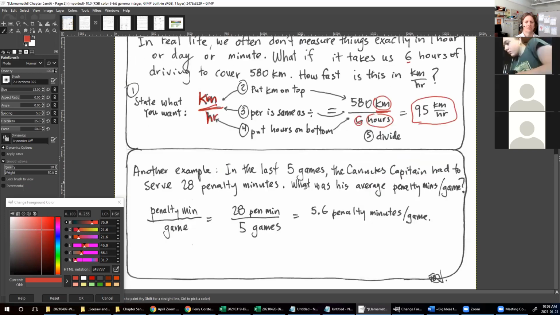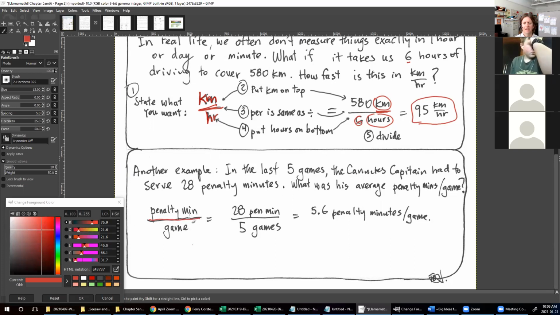All right, I'm going to give you another example, for Canucks fans dealing with all their problems recently. So another example is, in the last 5 games, the Canucks captain had to serve 28 penalty minutes. What was his average penalty minutes per game? So what are we looking for? That's the first thing I want to know. We're looking for penalty minutes per game. So I'm going to write that, penalty minutes per, which is the dividing line, game.